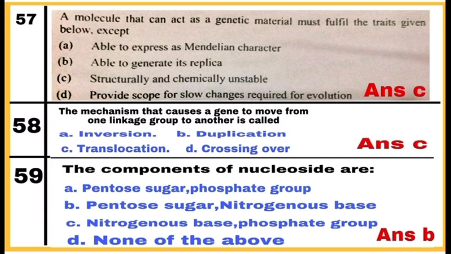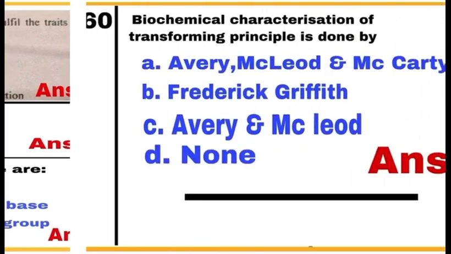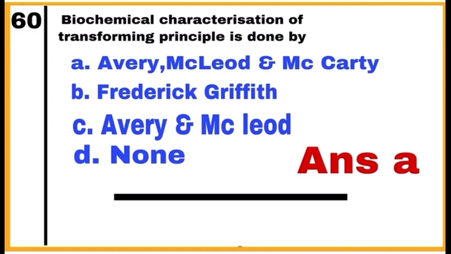Question 58. The mechanism that causes a gene to move from one linkage group to another is called translocation. So here mark C as the correct answer. Question 59. The components of a nucleoside are pentose sugar and nitrogenous base. So here mark B as the correct answer. Question 60. Biochemical characterization of the transforming principle was done by Avery, MacLeod and McCarty. So here mark A as the correct answer.